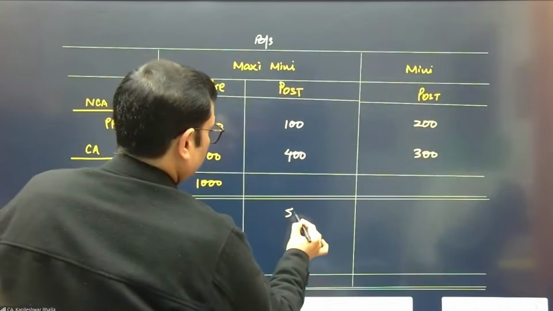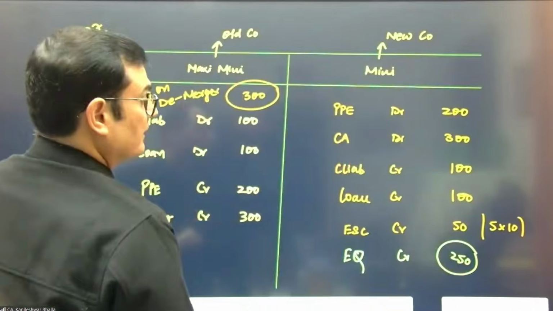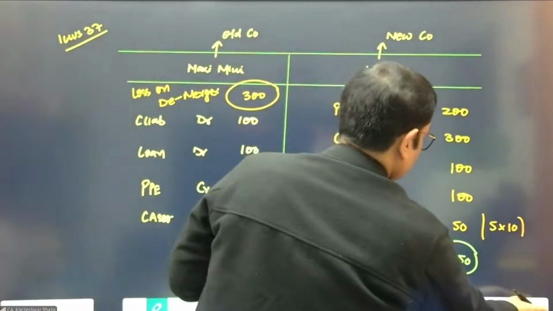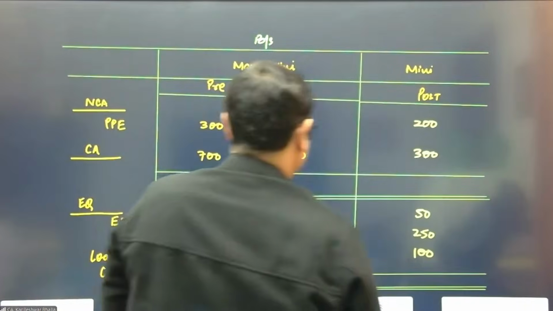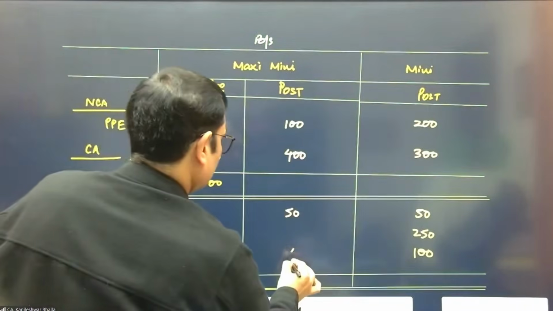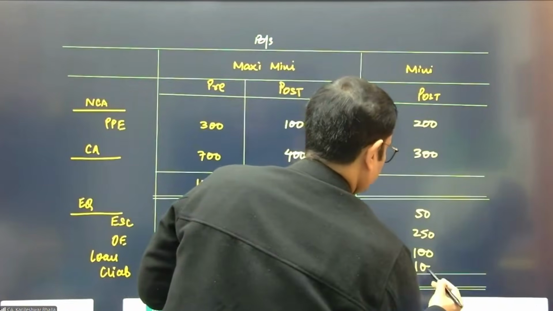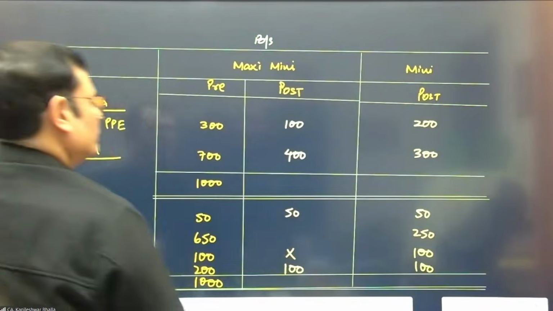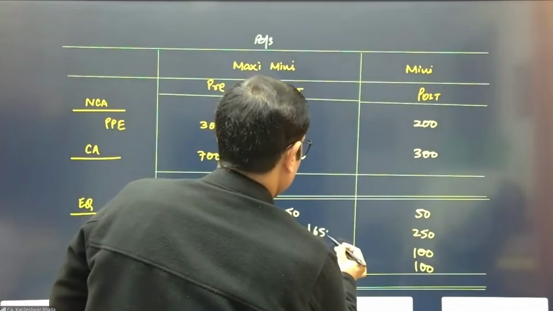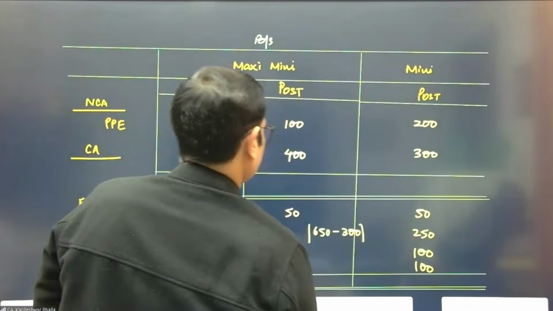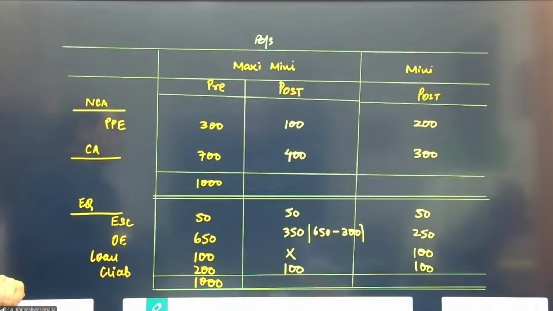His equity share capital continues the same. He also issued an equity share capital of 50. As we can see in the entry, the loan is 100 and the equity is 250. So the equity is 250, the loan is 100. So the loan is gone out here and the current liabilities is 100. So the remaining current liabilities left over is 100. And out of this 650, there was a loss on demerger. So the other equity left over is 350. So that is the leftover other equity.